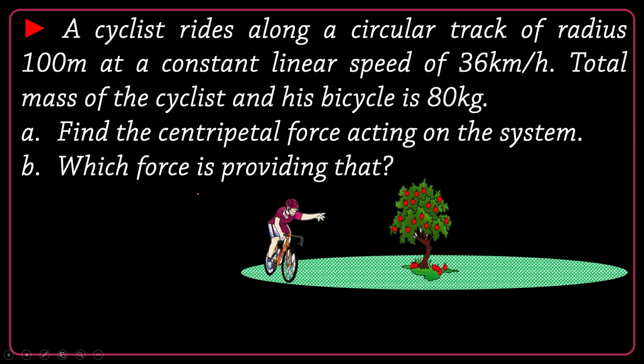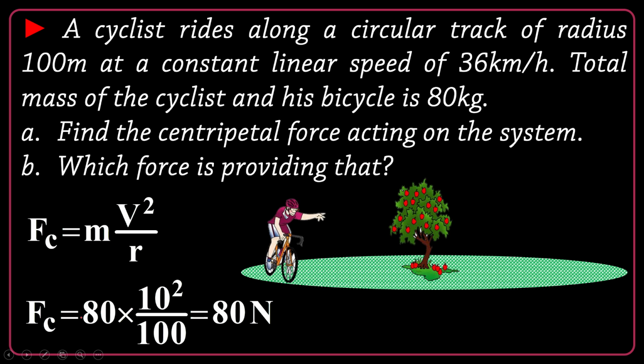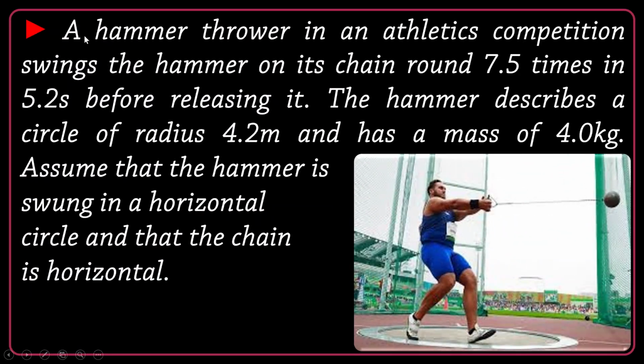Okay, let's do it. Here the centripetal force could be mv squared over r because v is given. And then I plug in the values: 80 kilograms for the mass, v is 10 meters per second as I mentioned, and r is the radius of this circular path. It's going to be 80 Newton. Which force is providing that? I told you it's like a car in a roundabout. It's the friction force.